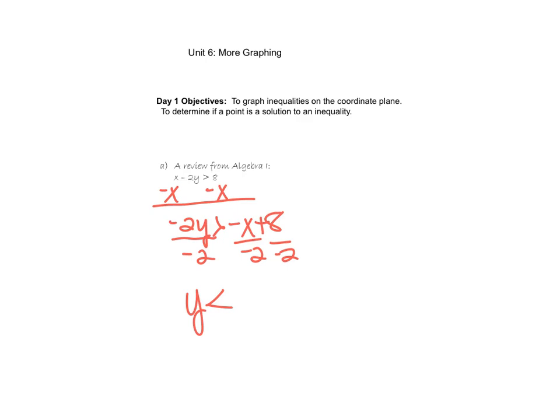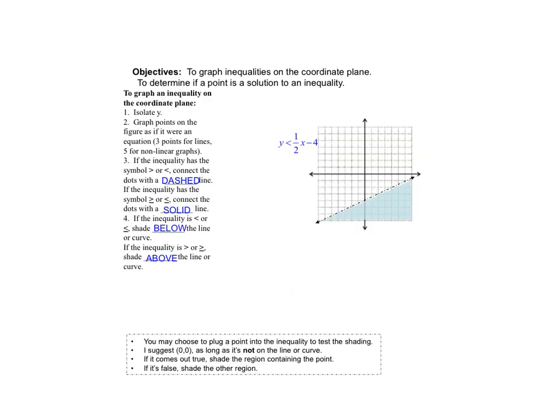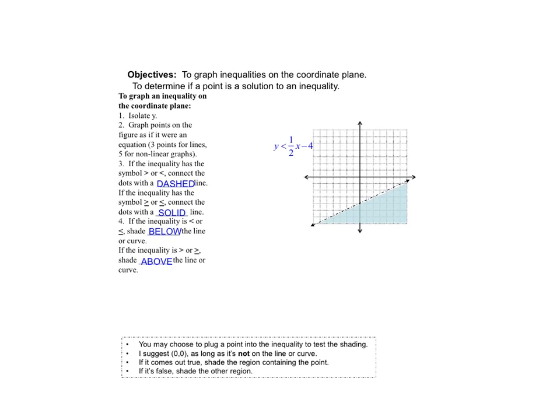A negative over negative is a positive, so this is going to be x over 2, and 8 over negative 2 is negative 4. I want to rewrite this: y is less than 1/2 x minus 4. All right, so next we're going to take some notes. We're going to talk about what it is that we just did. What we did was we isolated the y.